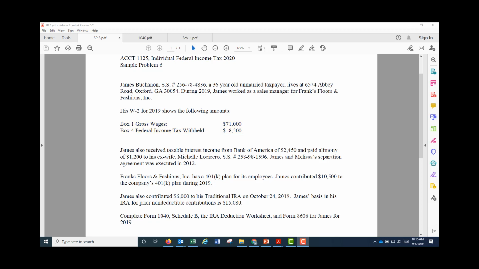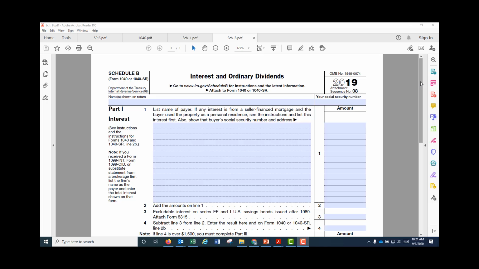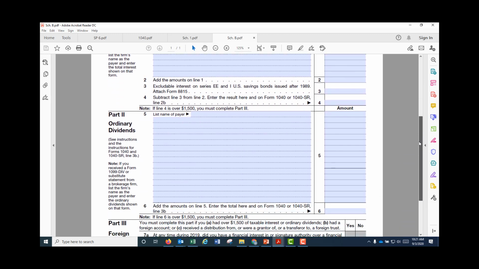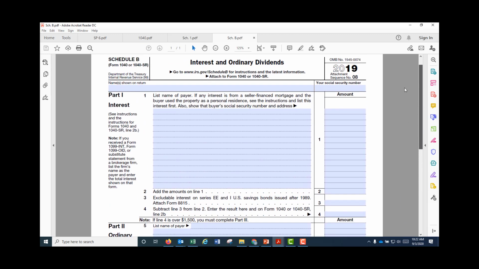James also received taxable interest income from Bank of America. Right away, line 2. How much? $24.50. And that is taxable interest, so it's 2B. And Schedule B would be required, right? Because it's more than $1,500.